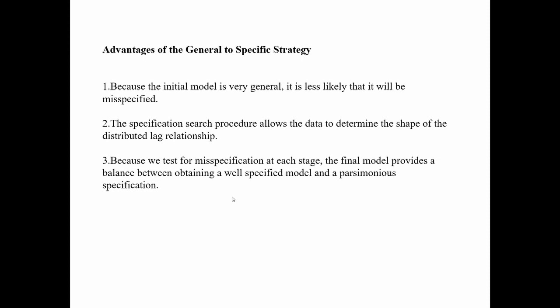Okay, so we're not making any assumptions about the relationship, we're allowing the data to determine that dynamic relationship. And then finally, because in the general to specific approach we hopefully start off with a well-specified equation where the errors have got standard Gauss-Markov properties, then we test for misspecification at every stage, so all our tests will be valid, and the final model will provide a balance between obtaining a well-specified model and a restricted or parsimonious specification.